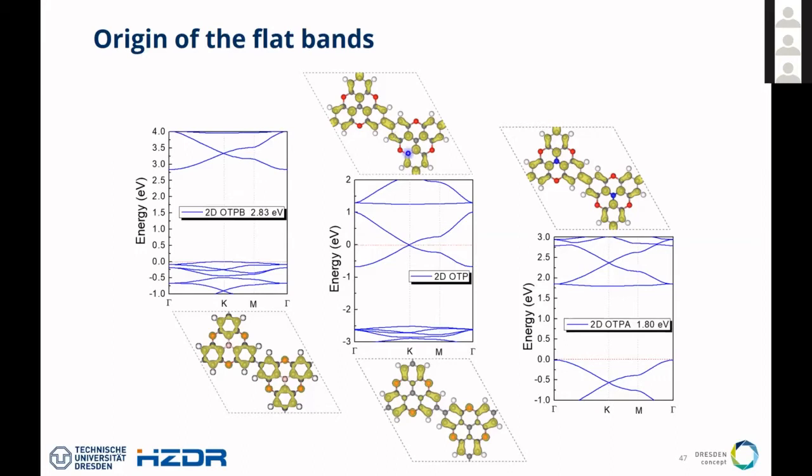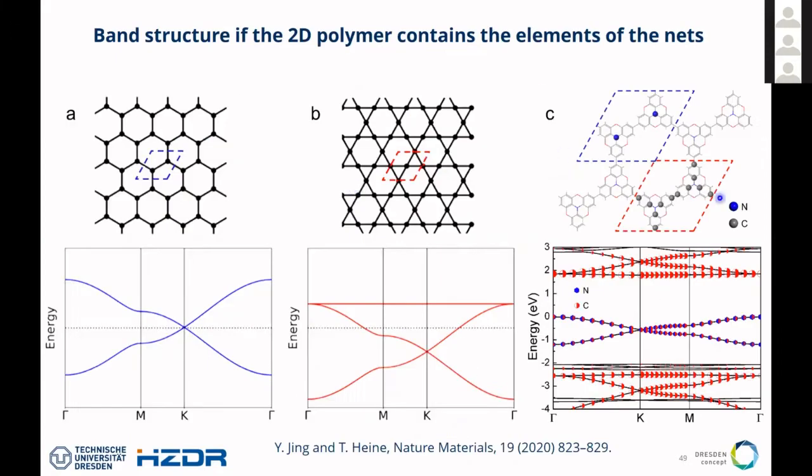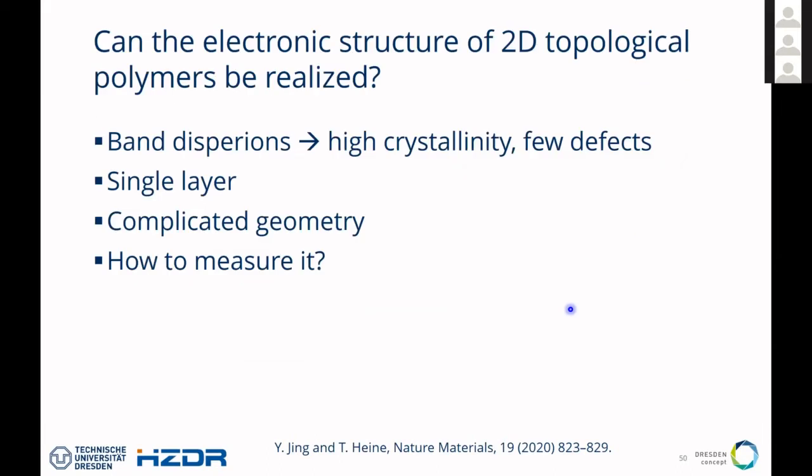Okay, but this year we were invited by the editor of Nature Materials to write a highlight of experimental work where we just summarize what I told you here. So this kind of network is made out of a honeycomb and a kagome network. And if you put the two together, you get the band structure that I was just mentioning. And what actually happened was that this has been done in experiment.